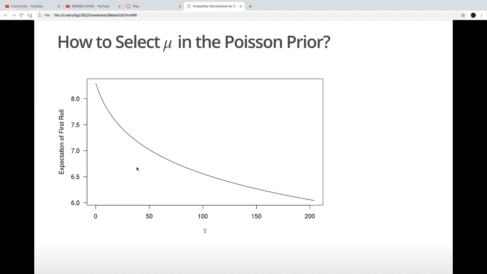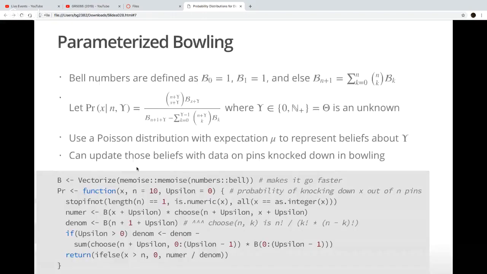Okay, so again, if we go back to here, upsilon is just the integer by which we shift everything over with these Bell number things. If upsilon is 0, then all these go away and we get n choose x of the xth Bell number divided by the n plus 1 Bell number. But upsilon doesn't have to be 0. It could be 0, 1, 2, 3, any of those things. We still get valid Bell numbers.